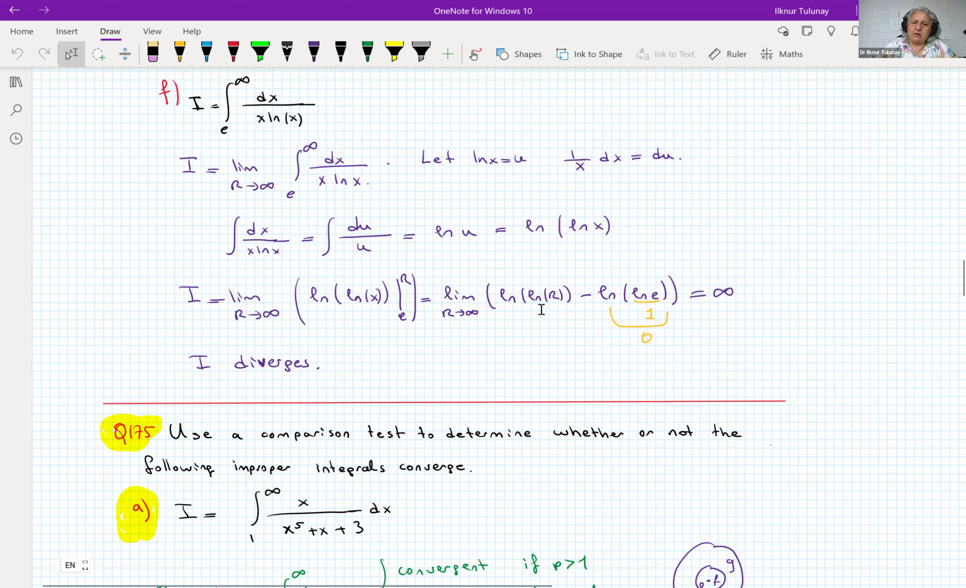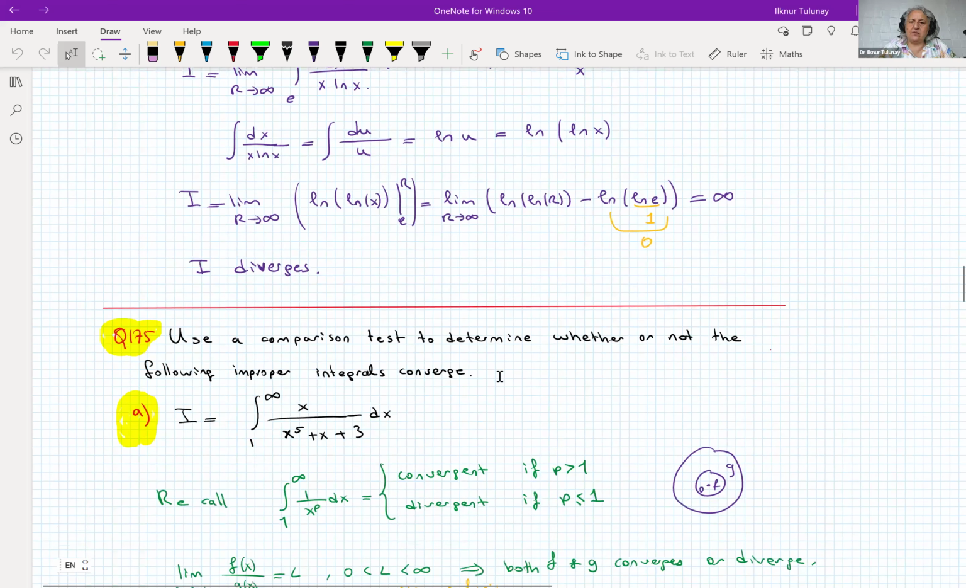Take the limit as r goes to infinity. So substitute r first. So we have ln ln r minus ln ln e. So ln e is 1, ln 1 is 0. So this is 0. As r goes to infinity, ln r is infinite, ln infinite is infinite. So that's infinite. It means that the integral itself diverges.